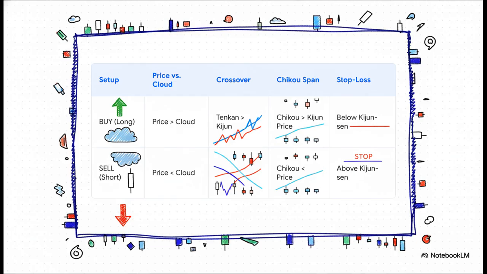It's the whole strategy in one neat little package. For a buy trade, you're checking: price over the cloud? Yep. Bullish crossover? Check. Chikou Span above price? Check. Stop goes below the Kijun-sen? Done. And for a sell, every single one of those rules is just the exact opposite. This is your core guide.